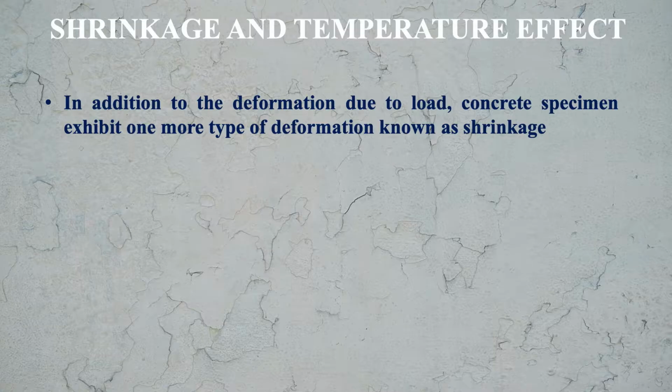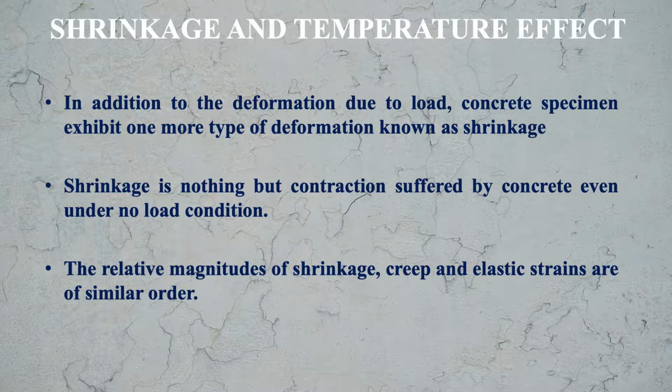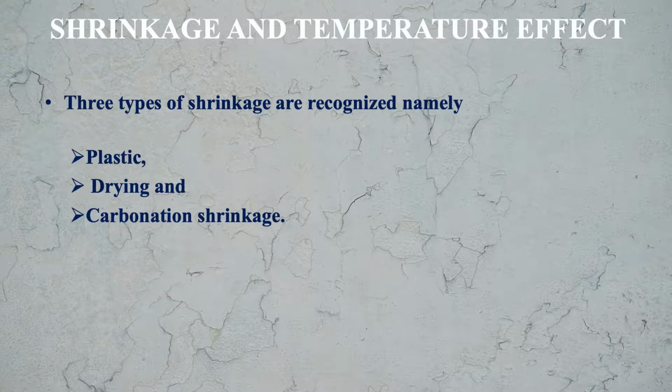Now let us see the shrinkage and temperature effect. In addition to the deformation due to load, concrete specimens exhibit one more type of deformation which is known as shrinkage. Shrinkage is nothing but contraction suffered by concrete even under no load condition. The relative magnitudes of shrinkage, creep and elastic strains are of similar order. Three types of shrinkage are recognized, namely plastic shrinkage, drying shrinkage and carbonation shrinkage.